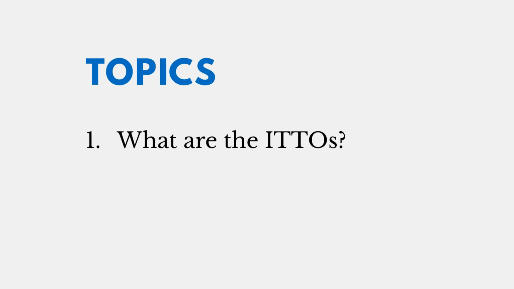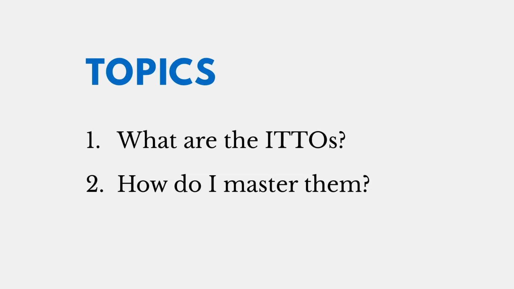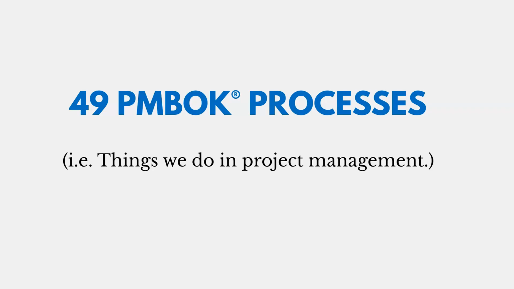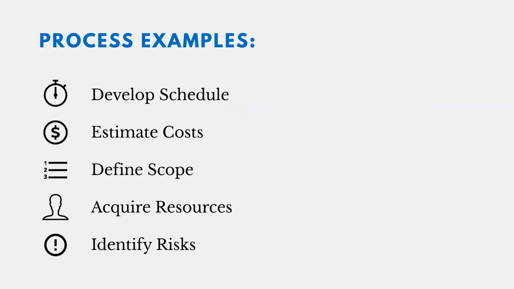Okay, so there's two topics we're going to cover. First is just what are the ITTOs, and then how do I master them. So we'll start with the ITTOs first, just an overview. But before I do that, it makes sense at this point to talk about what processes are. So in the PMBOK guide, there's 49 processes, and these are things we do in project management. Some examples of those processes include things like develop schedule, estimate cost, define scope, and so on.